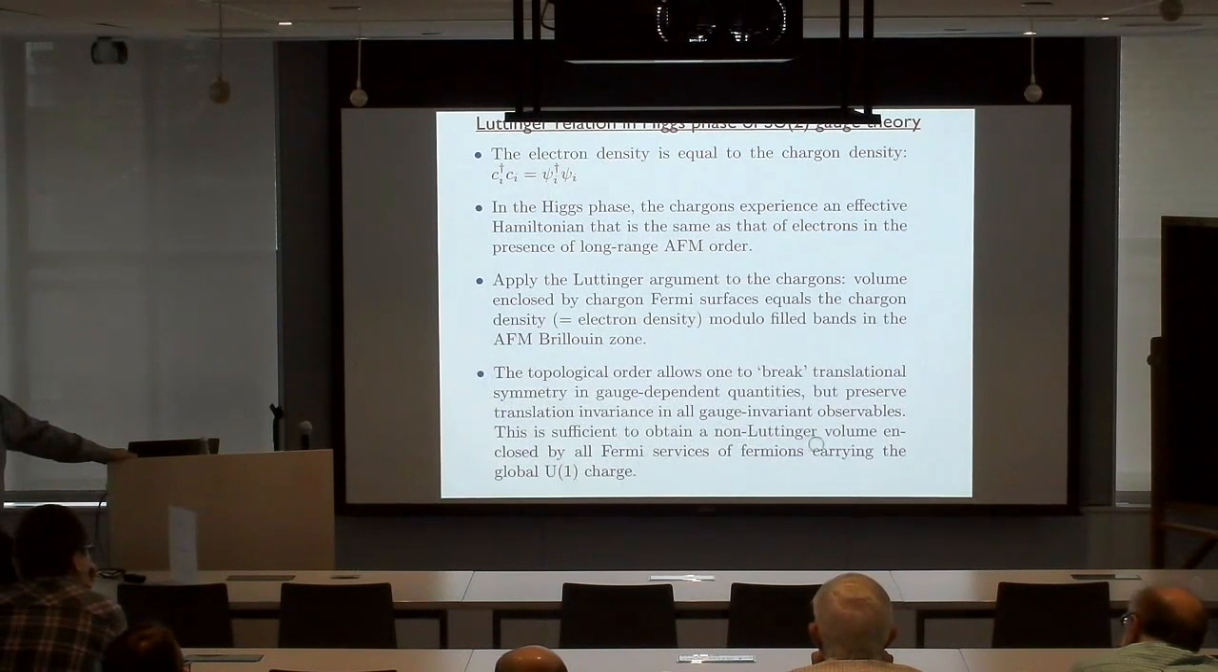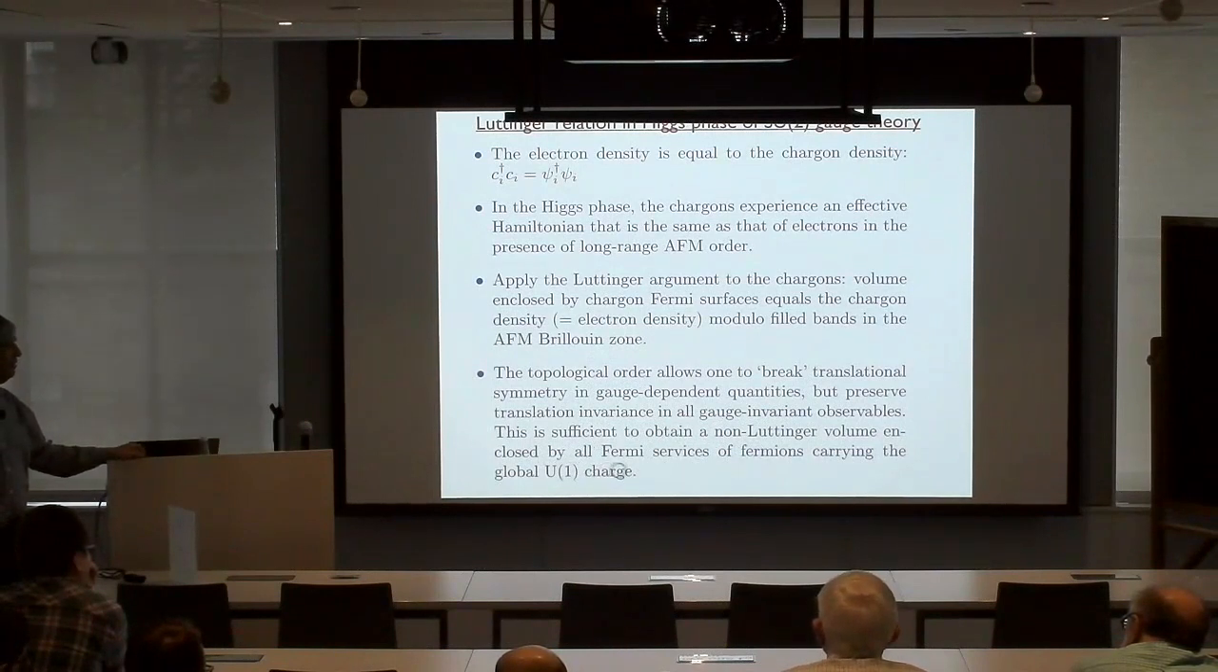The topological order allows one to break translational symmetry in gauge-dependent quantities, but preserve it in all gauge-invariant observables. And that's enough to get a state, potentially stable down to zero temperature, in which there's a non-Luttinger volume.